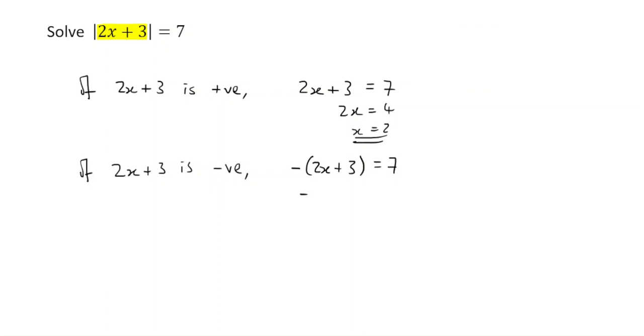And here we've got minus 2x minus 3 is equal to 7. So minus 2x is equal to 10, and so x is equal to negative 5. So we end up there with two solutions to this particular equation. So we've got x is equal to 2, and x is equal to negative 5. Okay. Let's try another one.